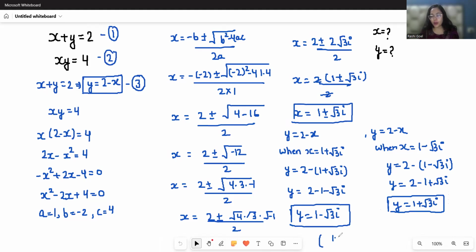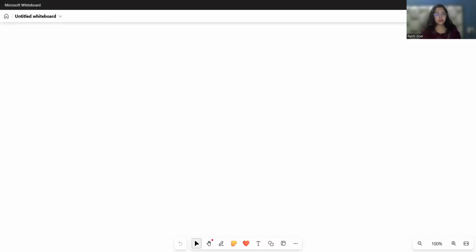So x is 1 plus root 3 iota. So y is 1 minus root 3 iota. And when x is 1 minus root 3 iota, y is 1 plus root 3 iota. So now let's check whether it's verified or not. Now to check this, we have our question equation is, first is x plus y equal 2, second is xy equal 4. So first I'm checking with x plus y equal 2.